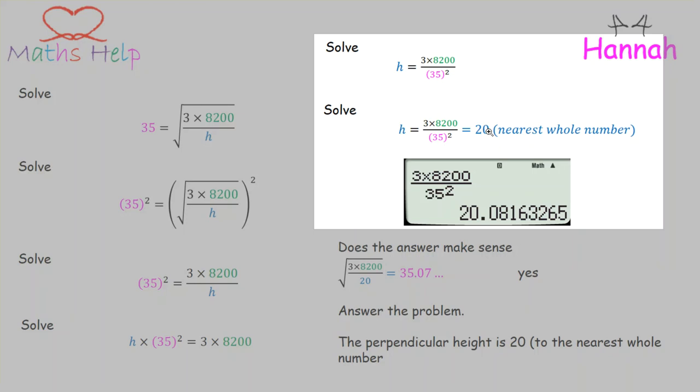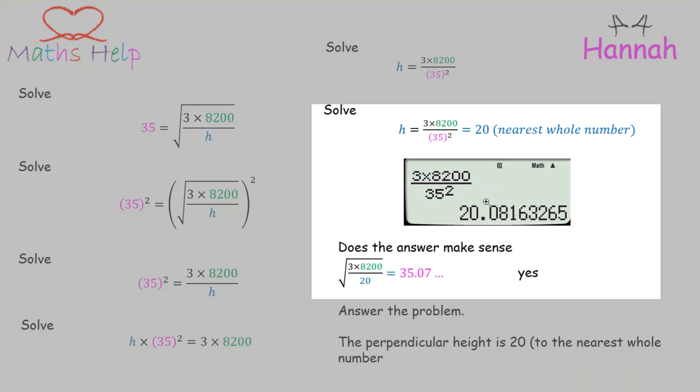So you need to round the 20.08. The last part of the CUBES problem solving strategy is, does the answer make sense? So substitute back into the formula. 3 times 8,200 over 20 equals 35.07. And because of the rounding, it's a little bit off, which is fine.